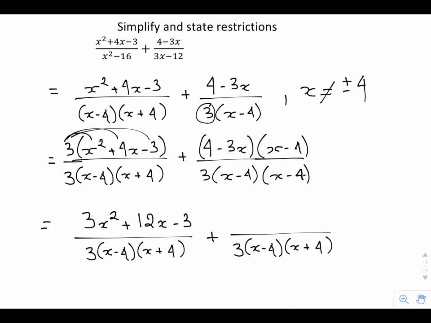And I did make a mistake. This is supposed to be plus 4. And good thing we didn't expand it out first. So now I'm going to apply my FOIL property, multiply it out. So this gives me 4x plus 16 minus 3x squared minus 12x.